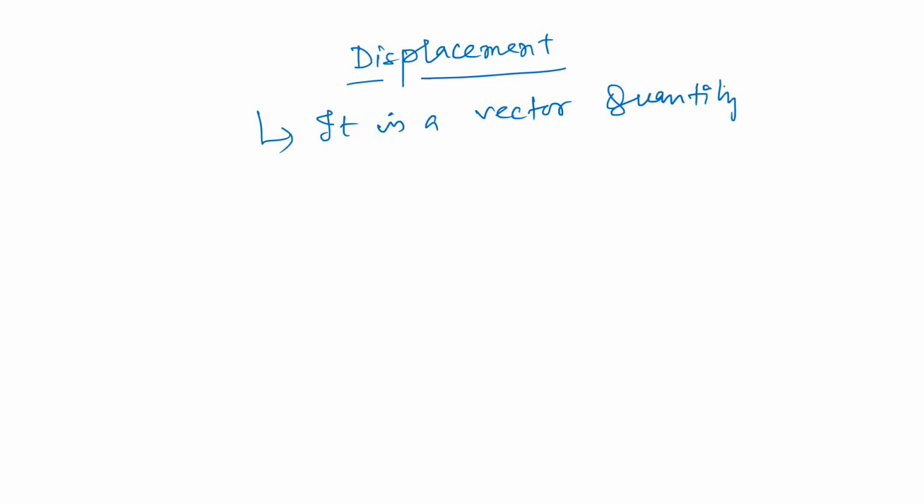right? So what do you mean by this vector quantity? It should have a magnitude as well as a direction, right? But how to calculate the direction?